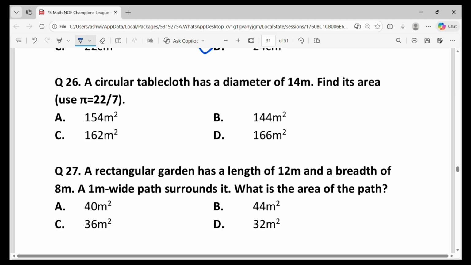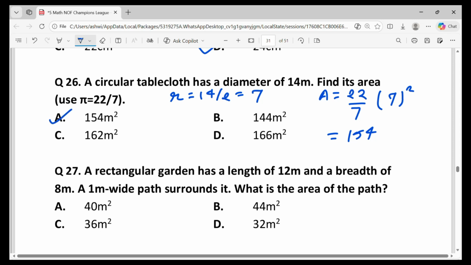26. A circular tablecloth has diameter of 14 meters. Find its area using pi as 22 by 7. The radius r is half the diameter, that is r is equal to 14 by 2, which is equal to 7. The area of circle is pi r square, so area is equal to 22 by 7 into r square, that is equal to 154. That is option A, 154 meters square.